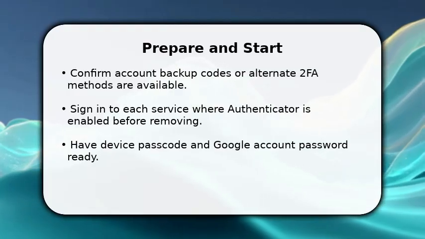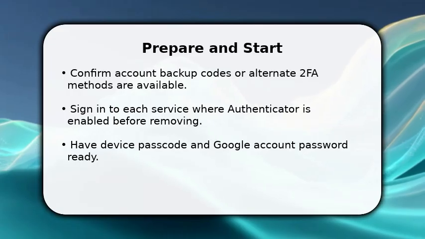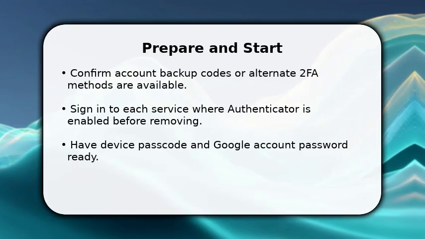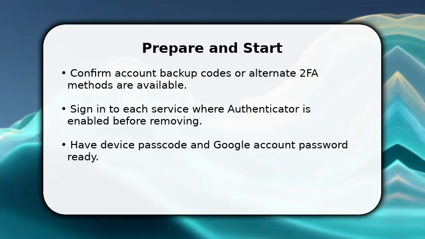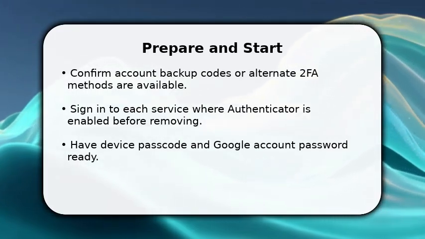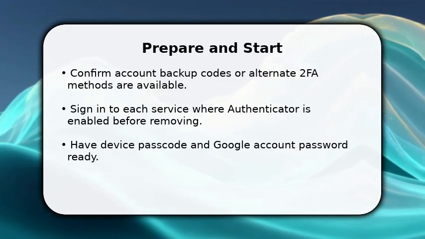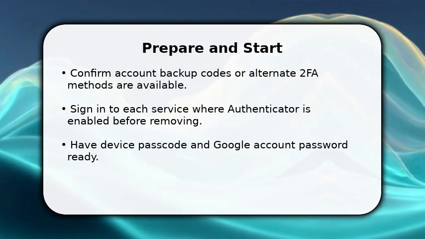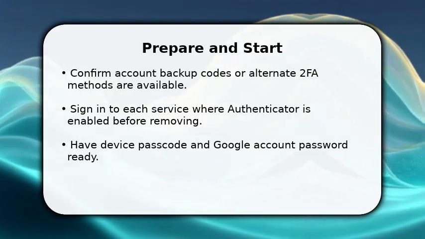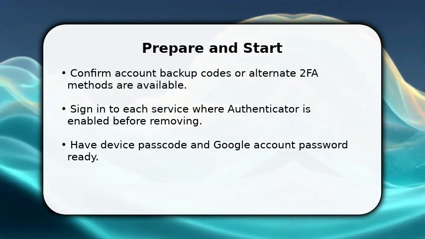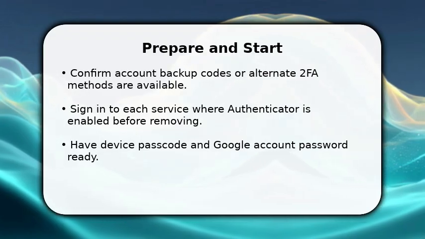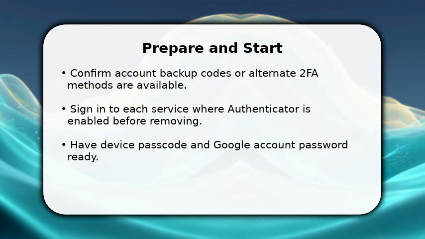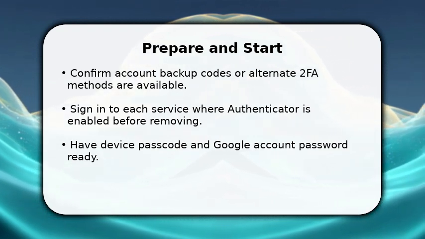You start by verifying backups and access. Don't proceed until you have recovery codes or an alternate 2FA method. Sign in to the primary accounts that use Google Authenticator so you can change settings. Make sure your phone is unlocked and you know your Google account password. Once done, open the service's security or two-step verification settings and locate the linked Authenticator entry. This first step prevents lockout and prepares you to remove the app safely without losing access to accounts.